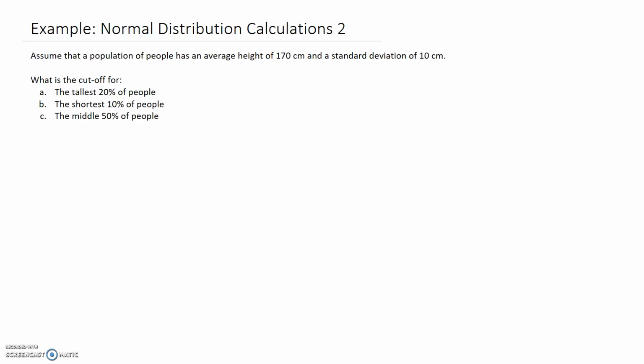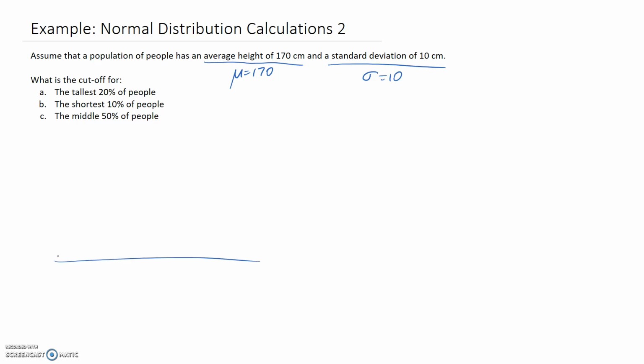So in this video, I'm going to go through some more probability calculations for normal distributions. We're using the same population of people that have an average height of 170, so that's mu, and standard deviation of 10. So the first question is to find the cutoff for the tallest 20% of people.